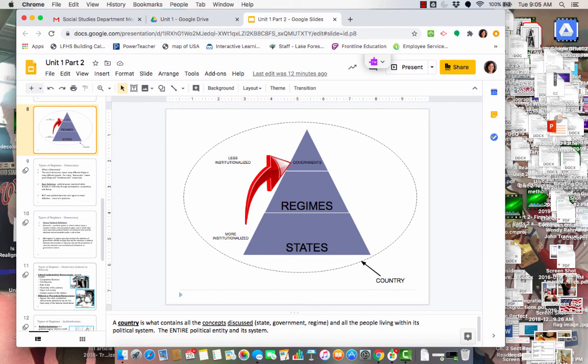Okay, so now you can go into Schoology and look at the regime assignment and start working on it.